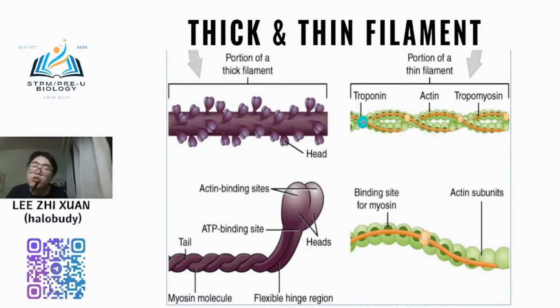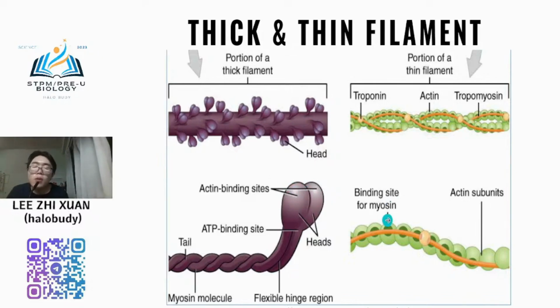Okay. And then the thin filament contains actin molecule, and also troponin and tropomyosin. So what are they? Troponin is like a line that covers the tropomyosin. Tropomyosin is the binding site for myosin, meaning this is the place that your myosin head will bind to. The actin molecule will bind to the actin binding site located in the myosin head.